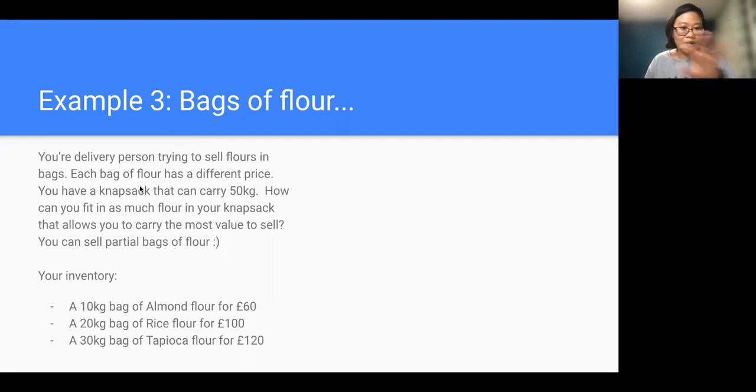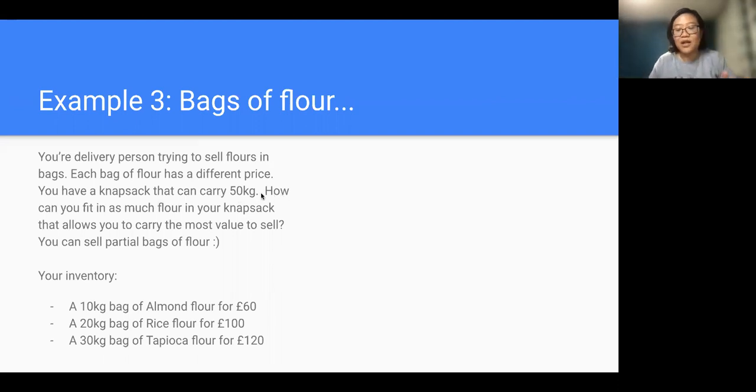So let's talk about the problem here, the situation. Say you're some logistics company person trying to deliver something. You're selling flour in this case. They come in bags, and each bag of flour has a different price. Say you have a knapsack with a capacity of 50 kilograms, right?